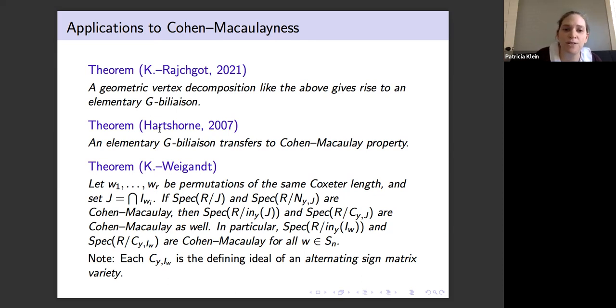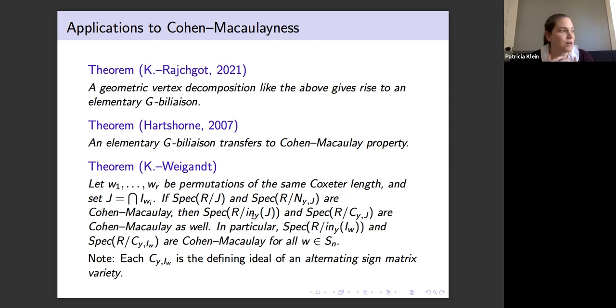So there are a few small theorems of this type, and here's one of them. If we take a bunch of permutations of the same Coxeter length, and we consider the intersection of their corresponding Schubert determinantal ideals, so that's the union of our matrix Schubert varieties, if R mod J and R mod N are both Cohen-Macaulay, then actually R mod in_y J, this one-step Gröbner degeneration of J, is Cohen-Macaulay, and so is C, which is one of the components of this in_y J.